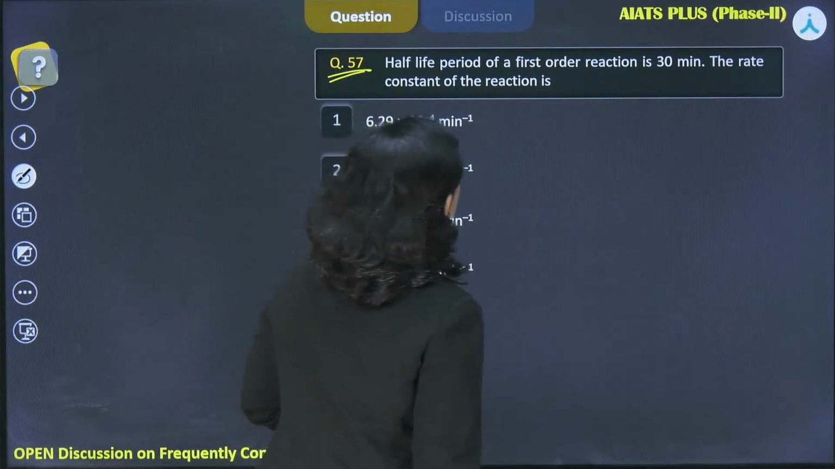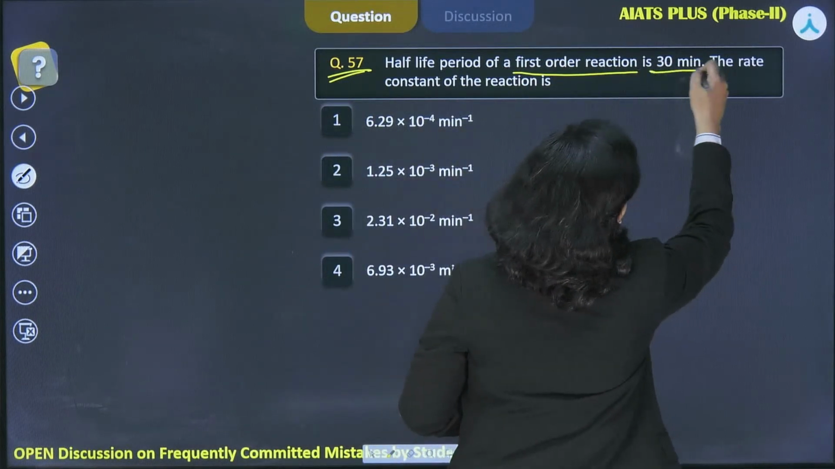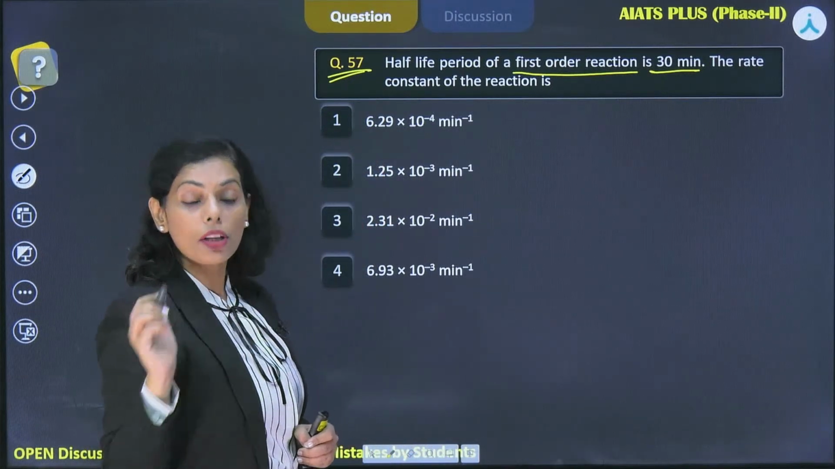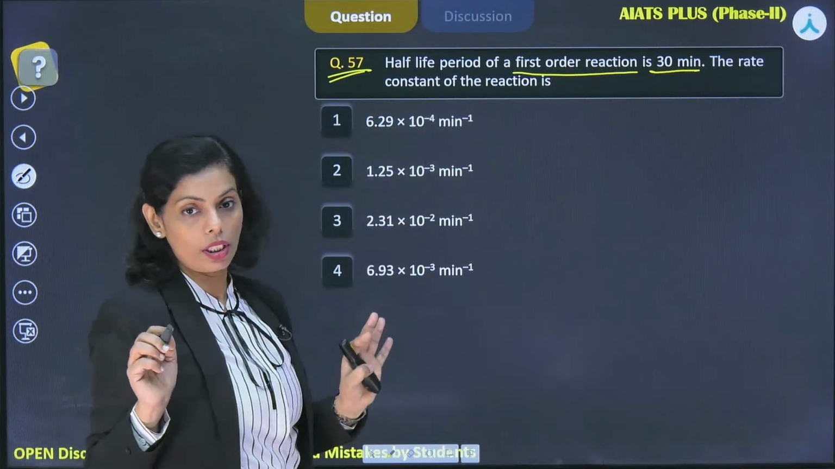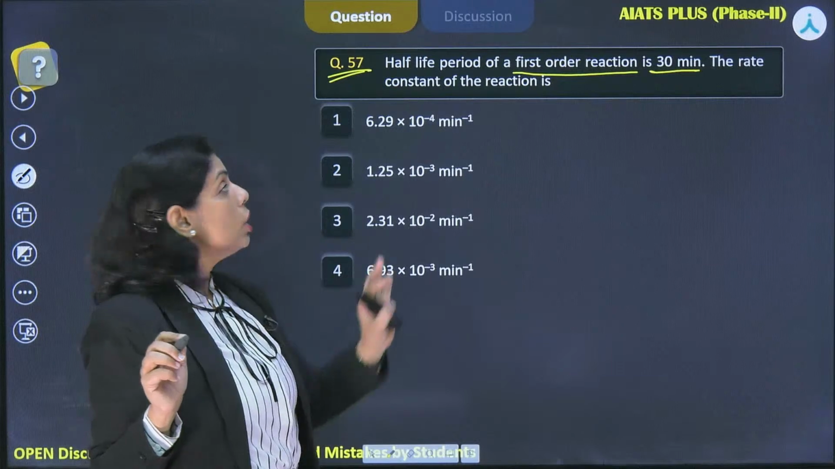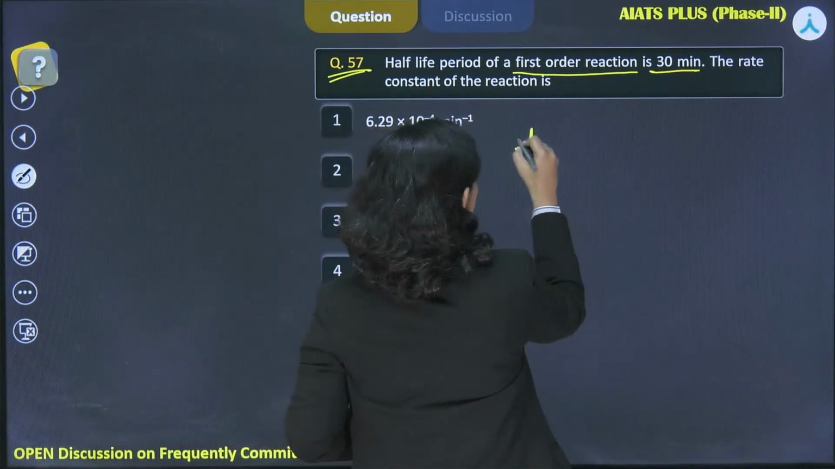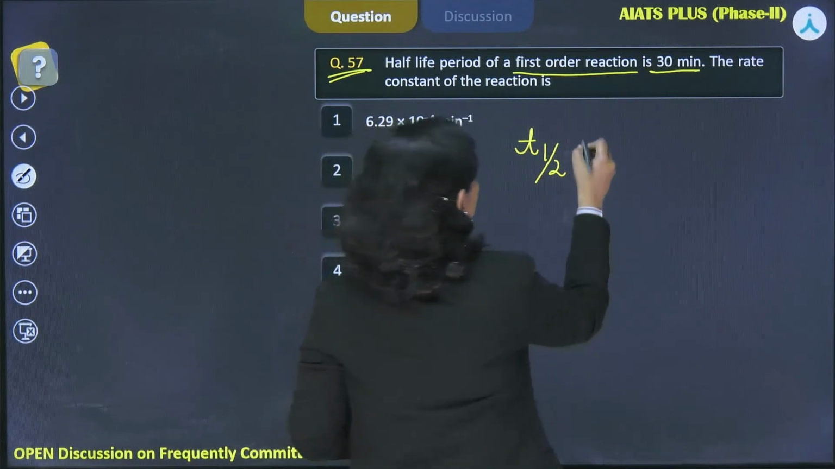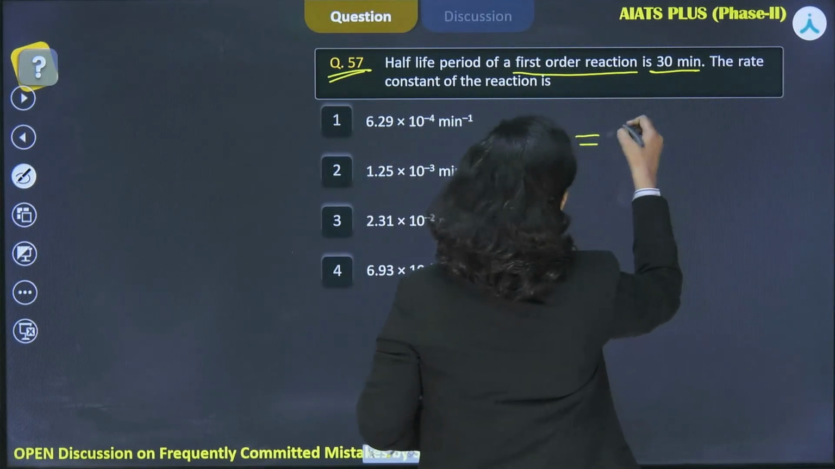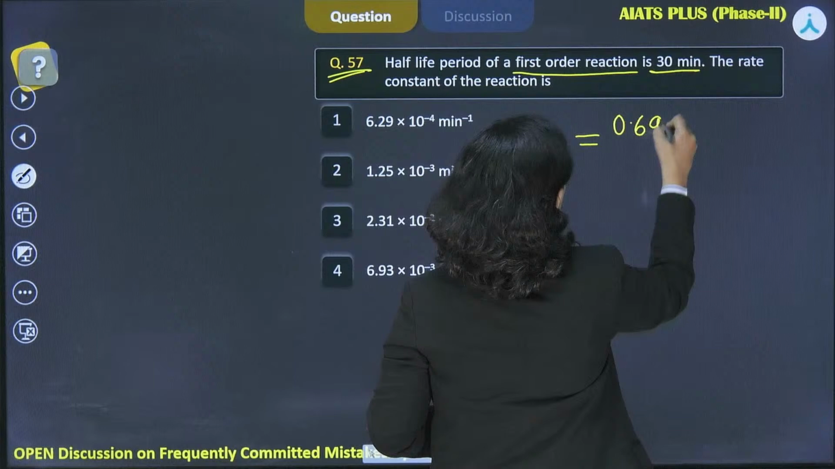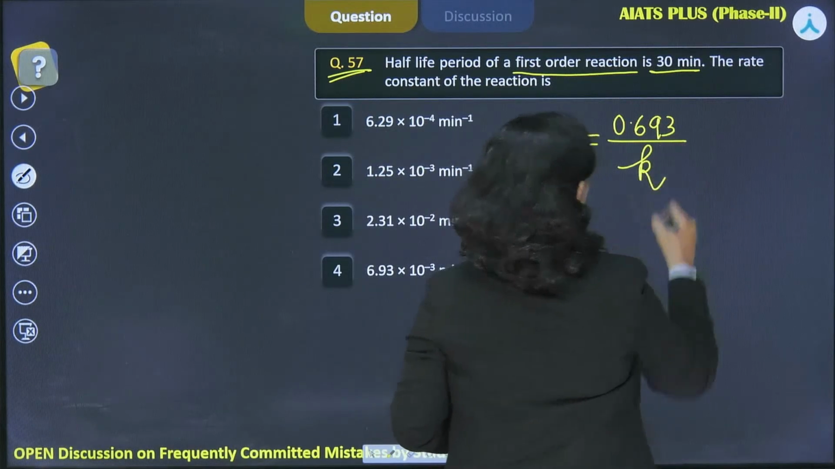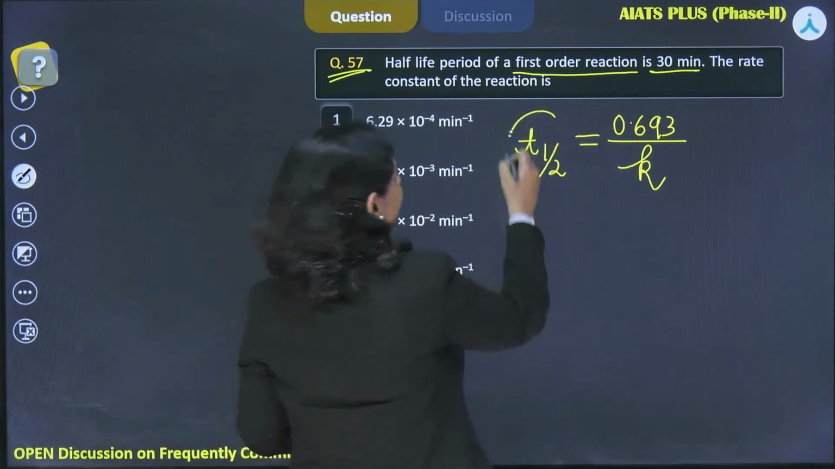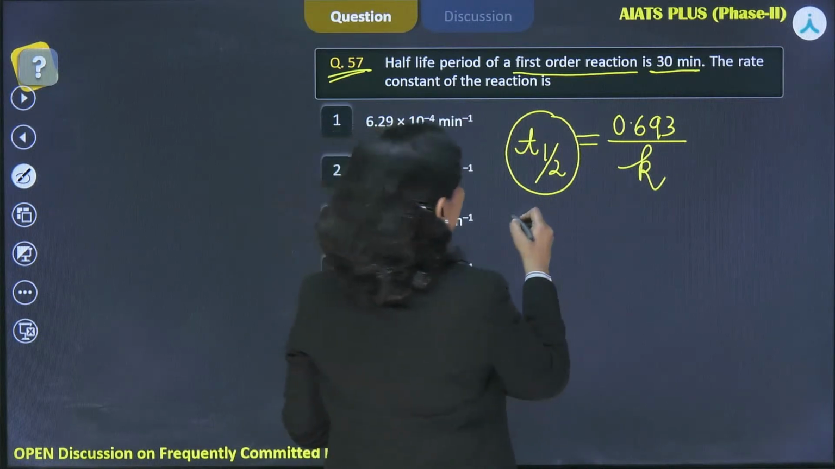Half-life period of a first order reaction is 30 minutes. The rate constant of the reaction is? This is a first order reaction, and they're talking about the half-life period of the first order reaction. Right? So in this case, what's the relation? Half-life T half for the first order reaction is independent of the initial concentration. Right? So T half would be, the simple formula is 0.693 by K. And the half-life period of the first order reaction is given. It means this T half value you have is 30 minutes. So what would be the value of K?